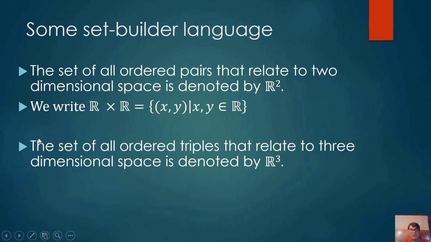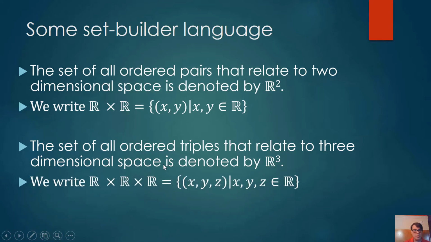So we can now extend this to three-dimensional space, to where R cubed is the set of all ordered triples that relate to three-dimensional space. Okay, and so we write that R times R times R. So all of the x components can be any real number, and all of the y components can be any real number, and all of the z components can be any real number.